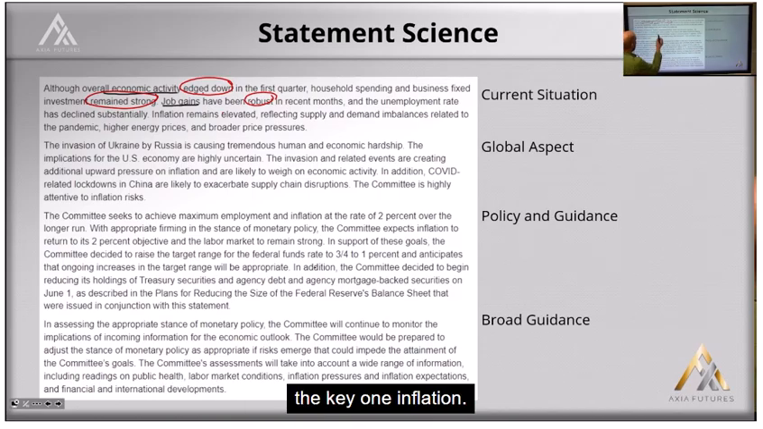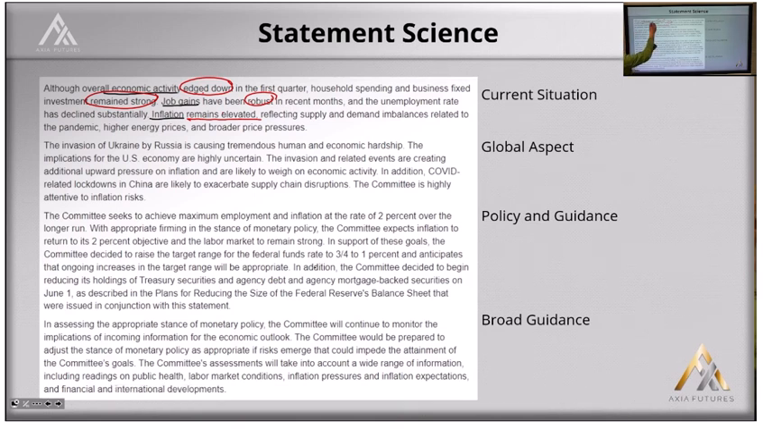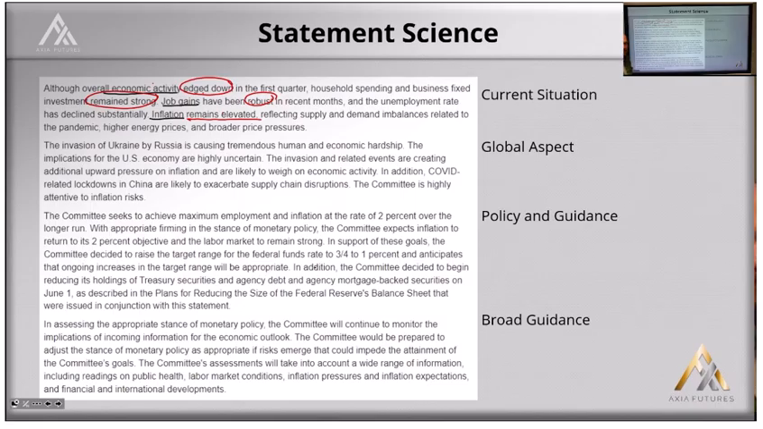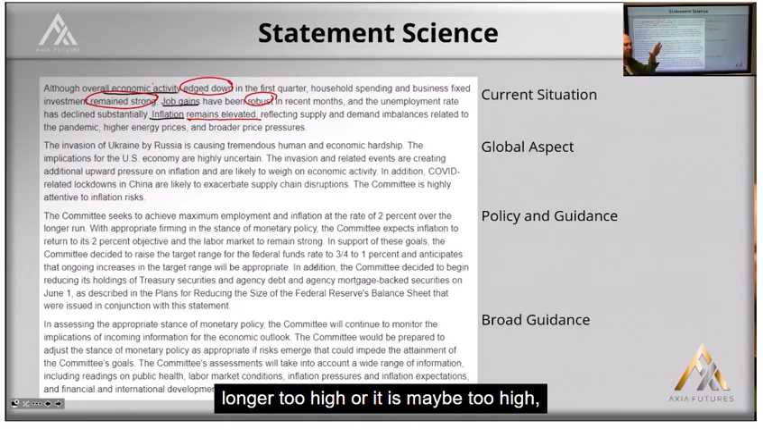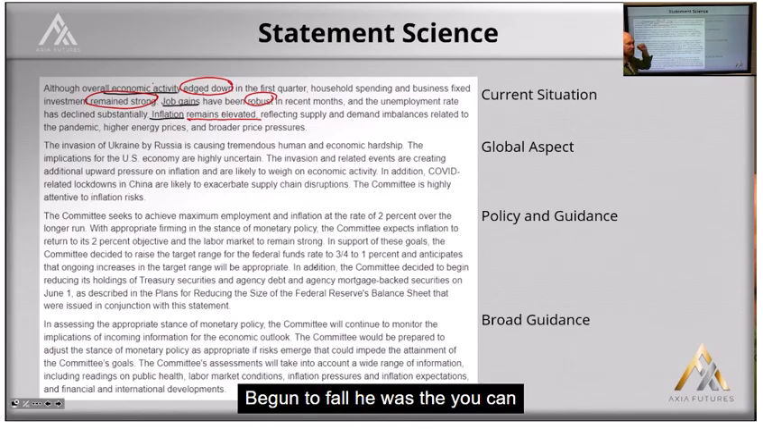This is the key one. Inflation remains elevated. So they're the key things you're interested in: economic activity, job gains, and inflation, and the qualifications of those. In this instance, edged down, robust, and remains elevated. You're looking at these to change. If inflation has moderated, what that implies is it is no longer too high, or it is maybe too high, but it's not going to stay too high. Begun to fall. You can tell by what word is used the trajectory of these types of things.